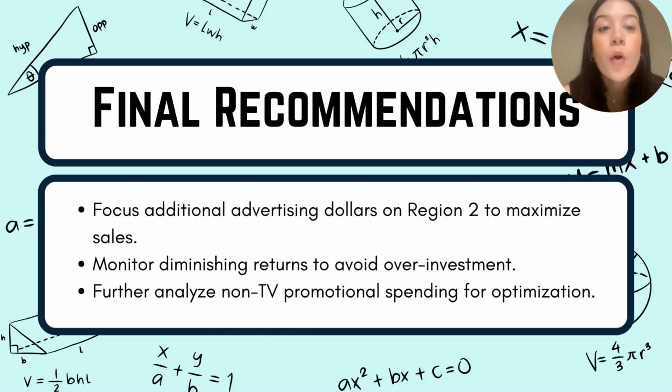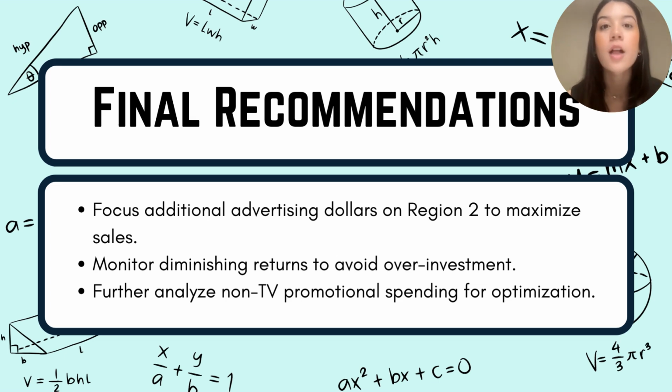Number one, focus additional advertising dollars on Region 2. Based on the marginal return analysis, Region 2 generates more sales for each additional dollar spent, making it the best choice for further investment. Second, reallocate part of the current advertising budget from Region 1 to Region 2. Since Region 2 has a higher return, shifting some funds from Region 1 will increase the overall sales revenue.